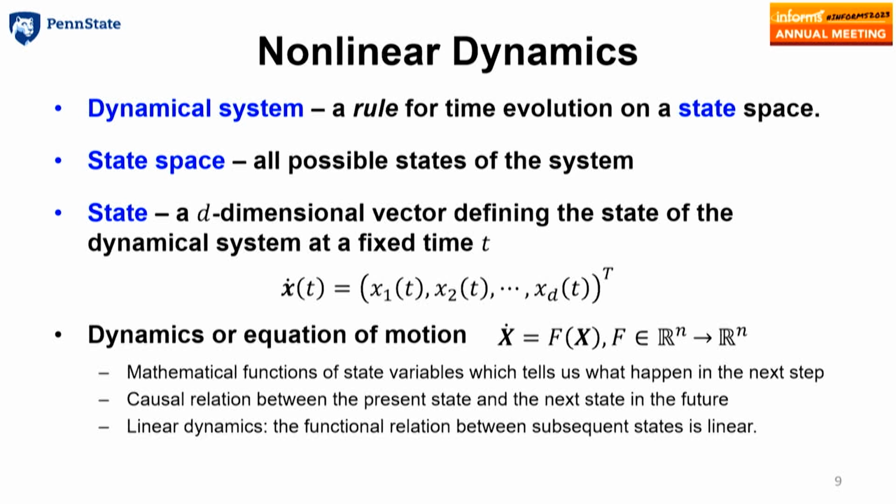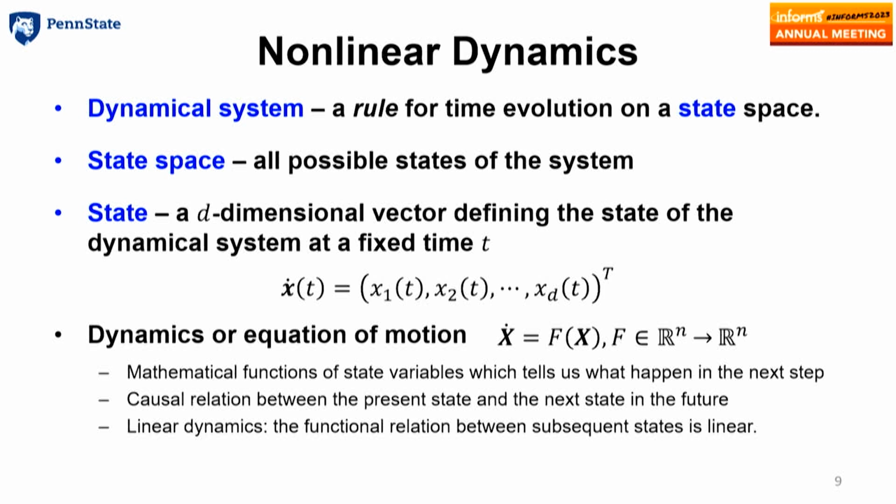The state is a d-dimensional vector defining the state of the dynamic system at a fixed time t, and we can represent the state with a d-dimensional vector. The dynamics, or equation of motion, is x dot equals f(x). F is the mapping function, a mathematical function of the state variable, which tells us what's going to happen in the next step. So dynamics describe the causal relation between the present state and the next state in the future.